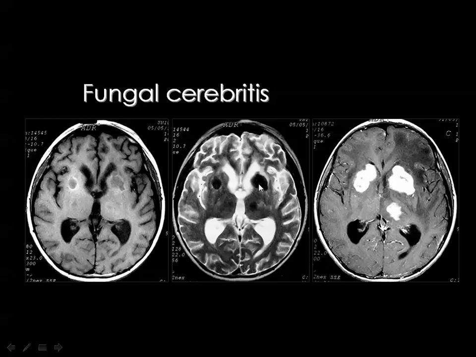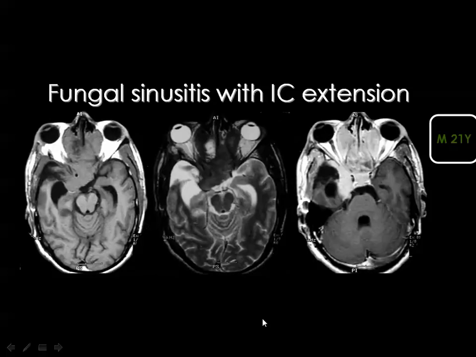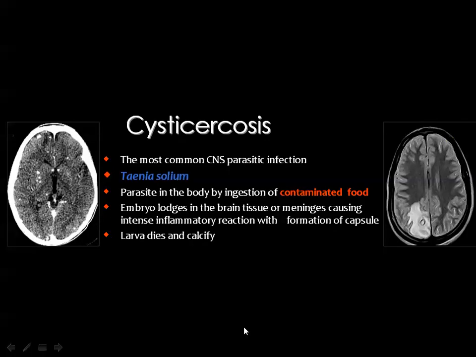The dark signal in the T2 weighted image is highly suggestive of fungal infection. And this is a case of fungal sinusitis that has extended intracranially. The T1 weighted images show intermediate signal, and the T2 weighted images show very dark signal of the fungus. And after contrast injection, you get evident contrast enhancement of the fungal lesions.